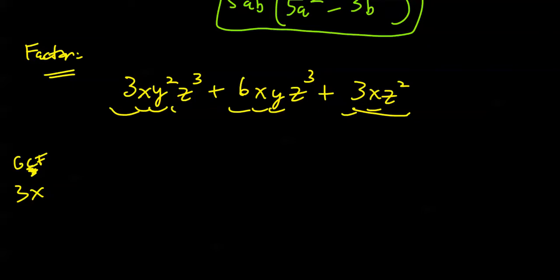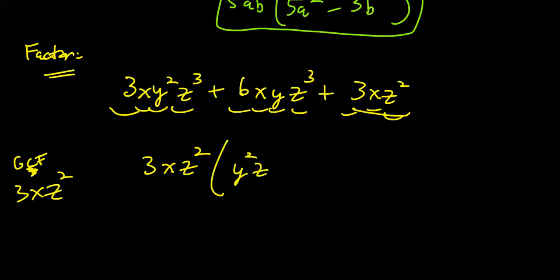How about z's? I get z cubed, and z squared. I can factor out a z squared as that power of z appears in all 3 of those terms. So my GCF is going to be 3xz squared. What's left inside? Well, I'm going to have a trinomial starting with y squared z plus 2yz.